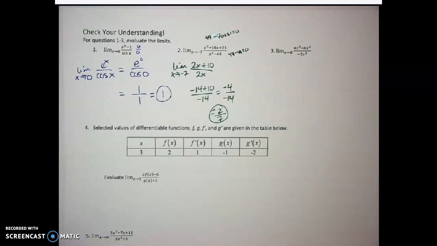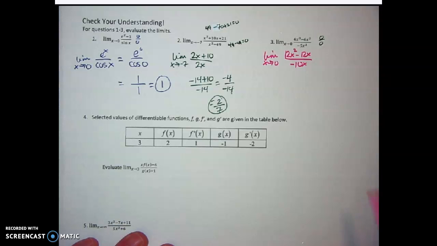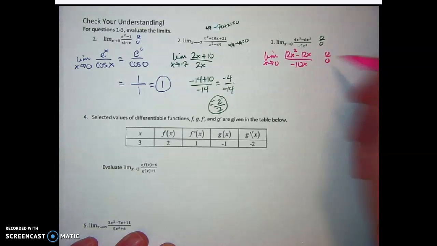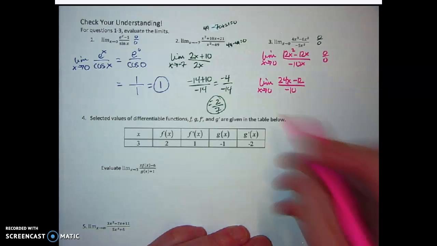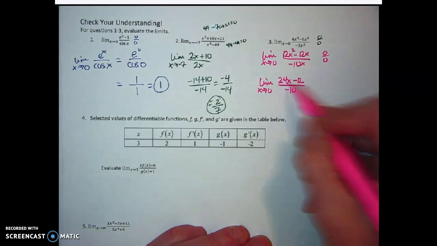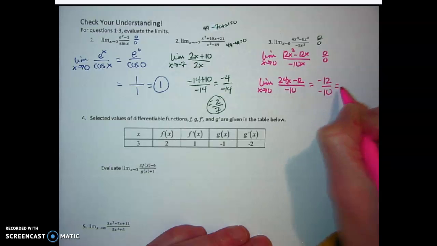Now let's go ahead and try number 3. Again, I checked that initially I got 0 over 0 and I couldn't use direct substitution, so I took the derivative. I got 12x squared minus 12x over negative 10x. If I use direct substitution, I still get 0 over 0. So I have to use L'Hopital's rule a second time. This time, if I use direct substitution, 24 times 0 is 0, so I get negative 12 over negative 10, which simplifies to a positive 6/5.